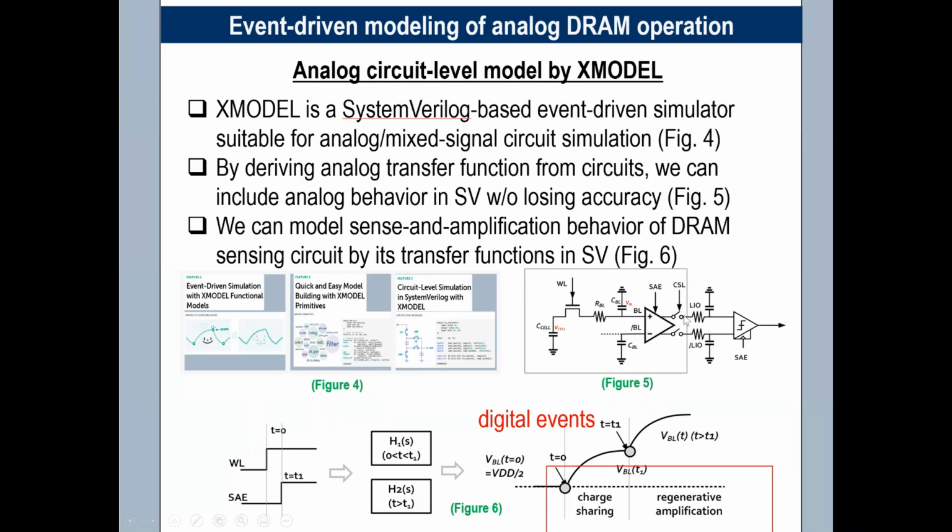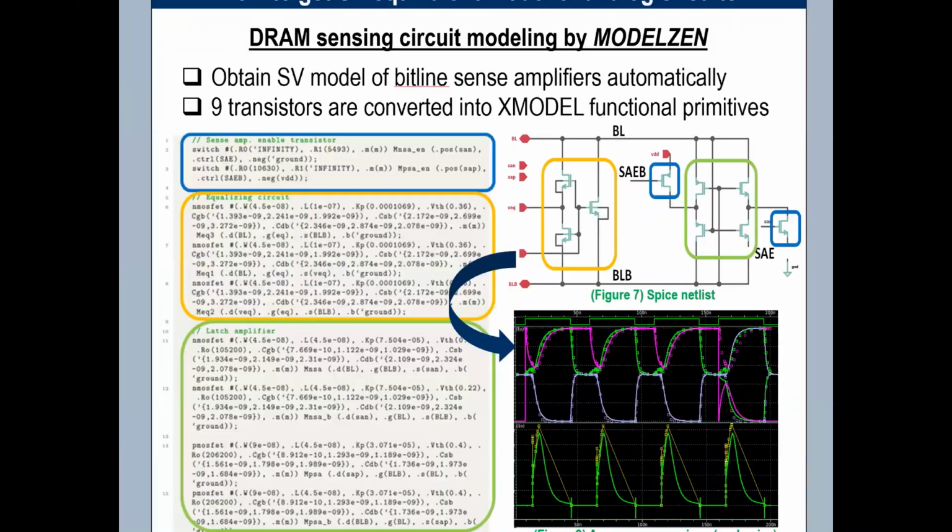Depending on the discrete event triggered by the word line signal, the charge sharing and sense amplification process develops the voltage difference of a bit line pair. After some period, we can read out the data at the output of the I/O sense amplifier. To get the transfer function from the transistor level netlist, we exploit the feature ModelGen, which is also one of the products of Science Analog Corporation. Using it, we can get the equivalent SystemVerilog model of the bit line sense amplifier automatically.